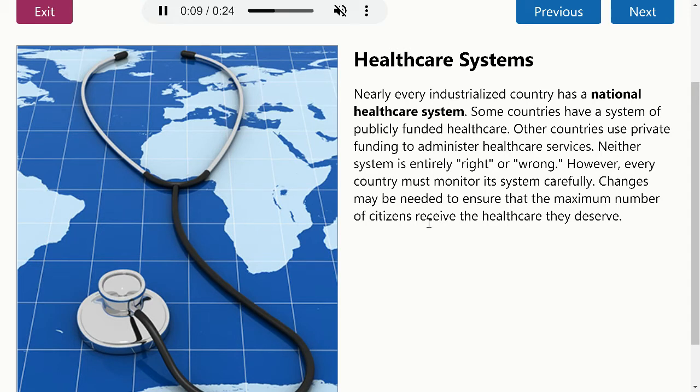Alright, so healthcare systems: nearly every industrialized country has a national healthcare system. Some countries have a system of publicly funded healthcare. Other countries use private funding to administer healthcare services. Neither system is entirely right or wrong. However, every country must monitor its systems carefully. Changes may be needed to ensure that the maximum number of citizens receive the healthcare they deserve.